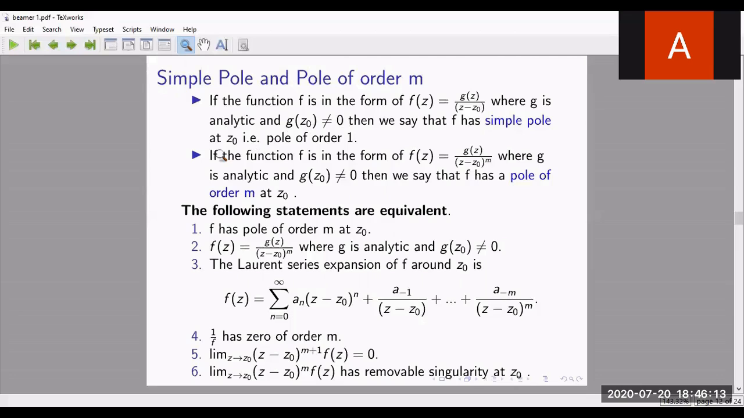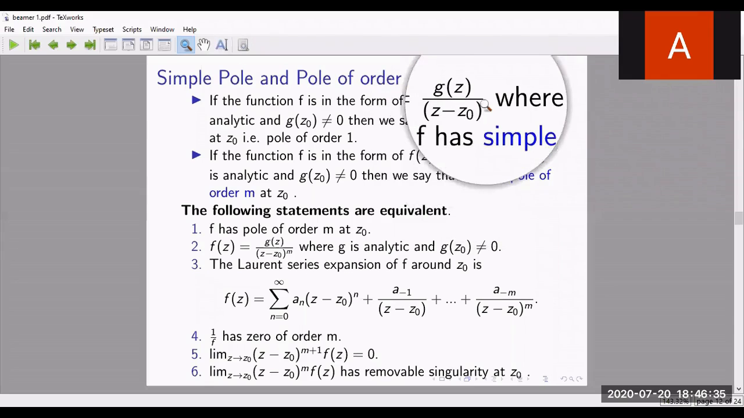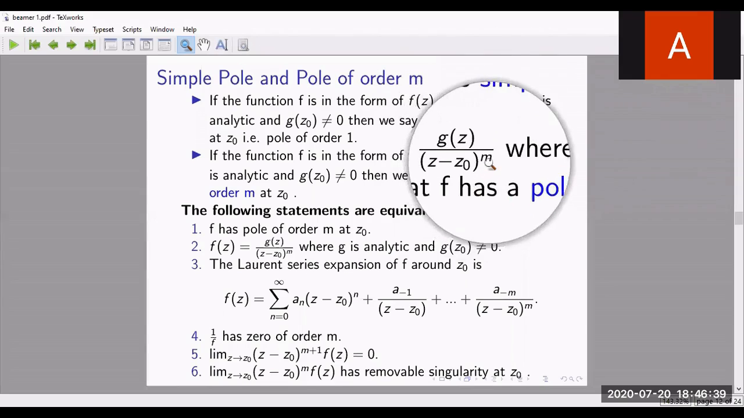If the function f is in the form of f of z equals g of z by z minus z naught raised to m, where g is analytic and g of z naught is not equal to 0, then we say that f has a pole of order m, meaning the degree of this term. Here it was 1, so simple pole. Here the degree of this term is m, which means it is a pole of order m.